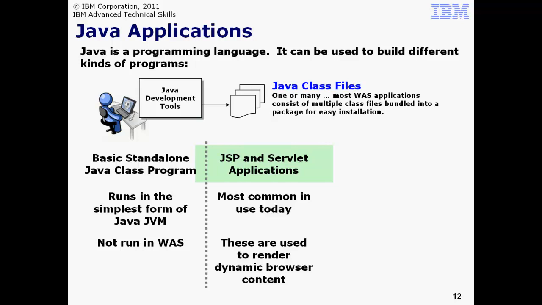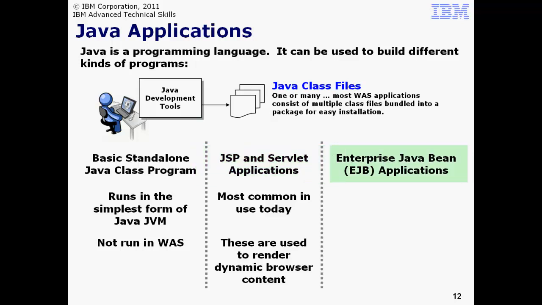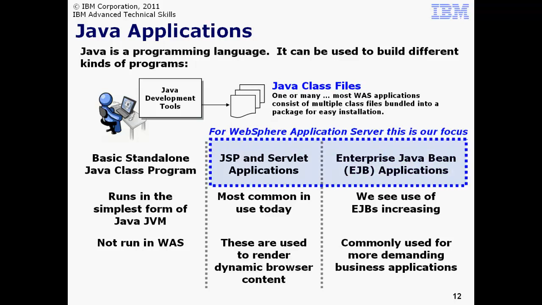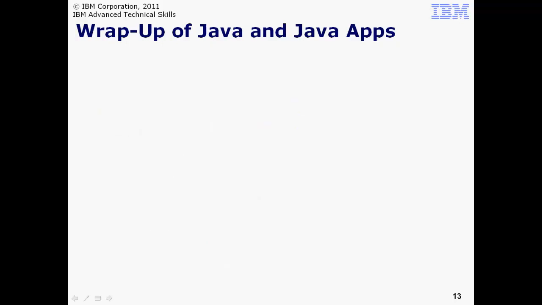The final category we'll discuss here is the Enterprise Java Bean. These are typically used for more core business logic functionality. The use of EJBs is increasing. Quite often we see servlets and JSPs providing front-end web application function, with Enterprise Java Beans doing the more sophisticated function in the background. For WebSphere Application Server, our focus is on the two categories shown, JSPs and servlets, and Enterprise Java Beans. Let's provide a summary of the messages delivered.